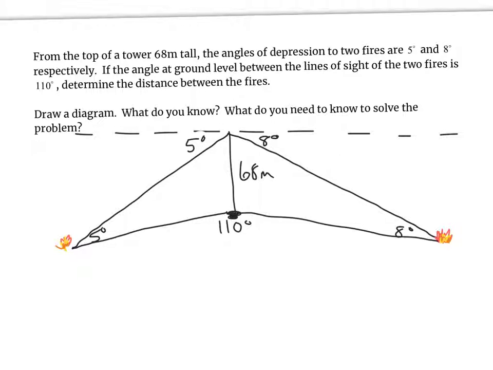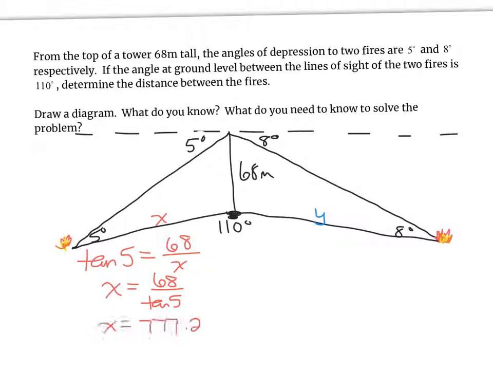So we're going to go with the 5-degree triangle. We know that we're going to use tan, because the tan of 5 degrees is going to give me opposite, which is the height of the tower, over adjacent, which is the distance from the tower to the fire. So now I'm going to use the tan of 5 as 68 over x to figure out the distance from the fire to the tower. And 68 divided by tan of 5 is going to give me 777.2 meters.